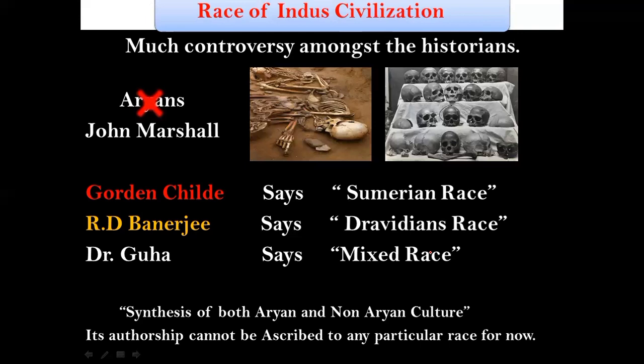However, we should keep in mind that its authorship cannot be ascribed to any particular race for now, because, like I've mentioned earlier, the script of the Harappan civilization has not been deciphered or translated by an archaeologist or a scientist. And we can say that it is just a mixed race in which the Indus Valley people existed. Now that's all about the short historical background about the race of the people of the Indus Valley civilization.